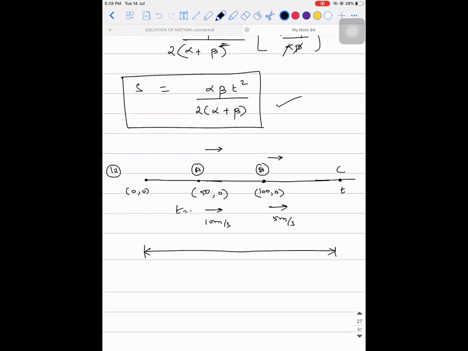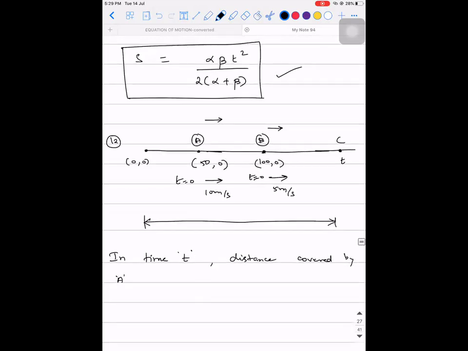So this is at T is equal to 0. This is also at T is equal to 0. What I'm trying to say is, in time T, what will be the distance covered by bus A? In time T, 10 into t. That's it. Here there is no acceleration, so distance is equal to speed into time. So 10 into t. Let this be equation number 1.